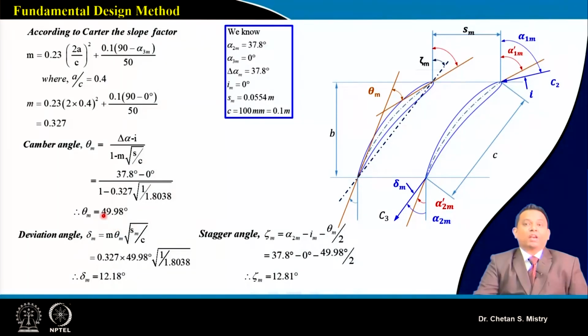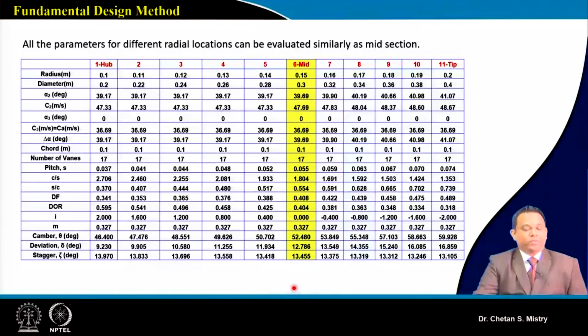Okay, we can calculate our camber angle, we can calculate our deviation angle, and based on this formulation we can calculate what will be our stagger angle. Now, once we have all these numbers, we can check what all will be the changes.